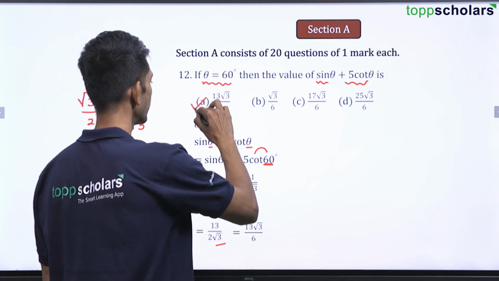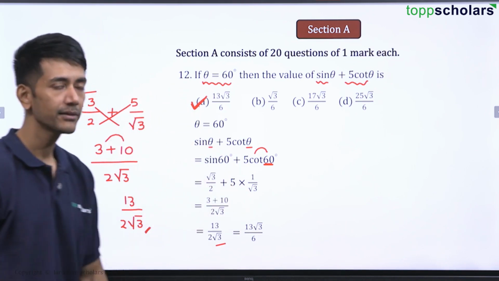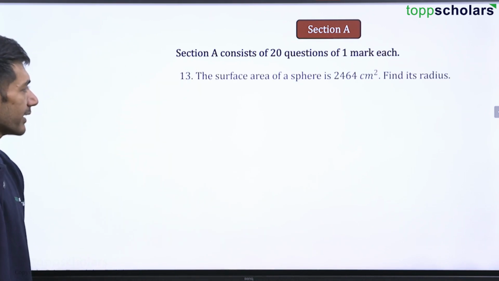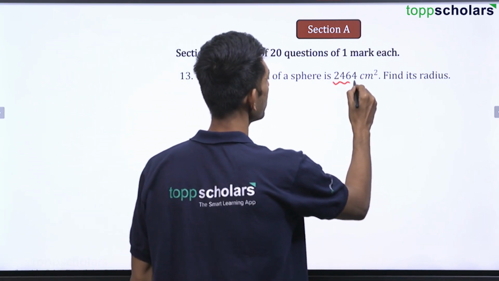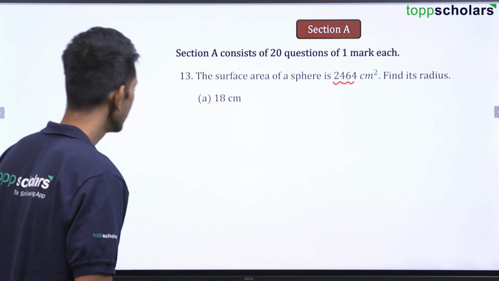So this is your final answer. Easy. Perfect. Let's continue. The surface area of a sphere is 2464 centimeter square. Find its radius. Very simple question.